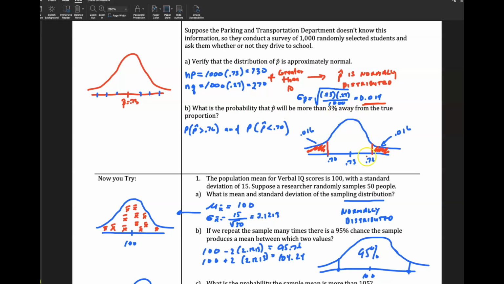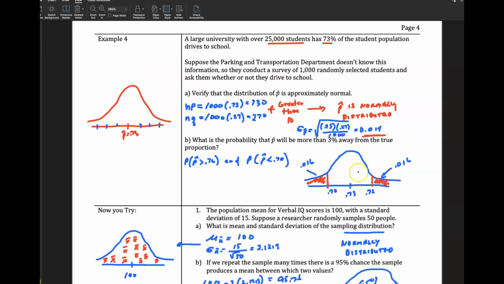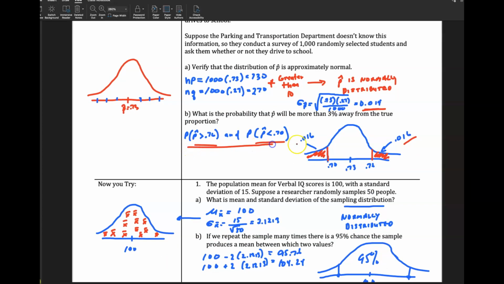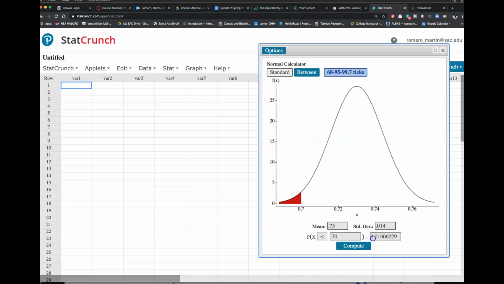3% away? Now 73% is in the center because that is our p. And so what we're looking at here is we want to know the probability of being greater than 0.76 and less than 0.70. You should get answers of 0.016. What we're going to do is plug this into StatCrunch or the Art of Stat using our mean and standard deviation for the sampling distribution. So this is what it looks like. And that's where I get my 0.016 right there. There's your mean, standard deviation, and 0.70 because we were looking at 0.73 in the middle and 3% away.